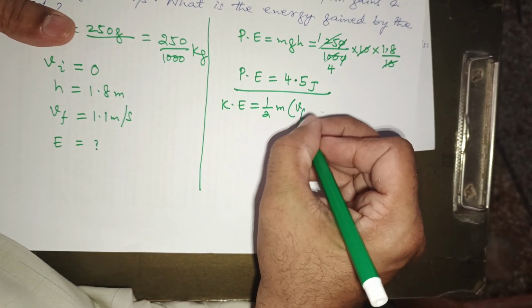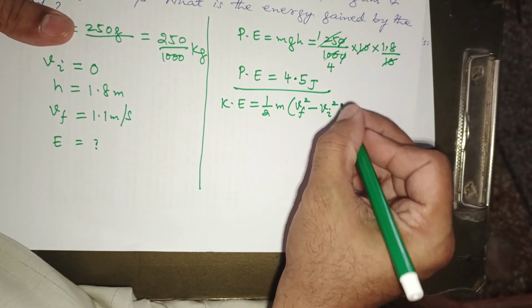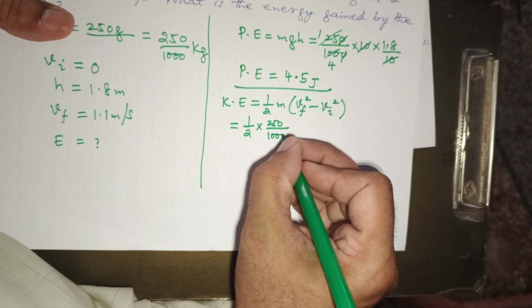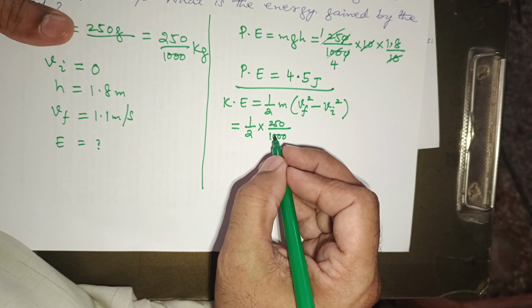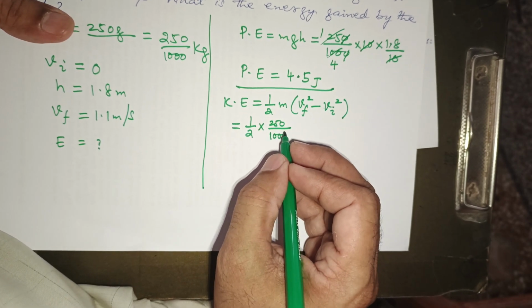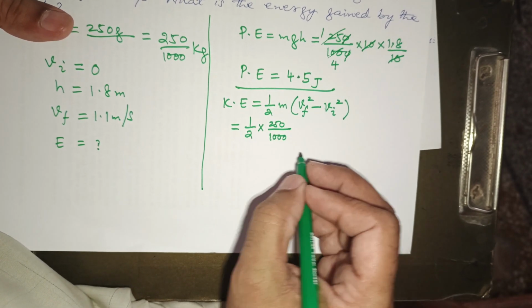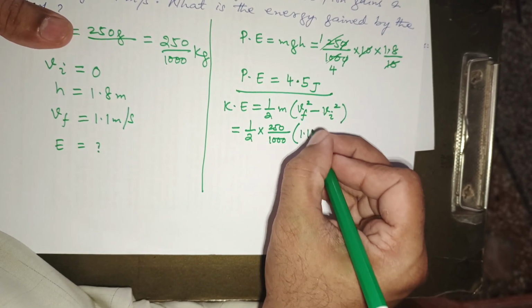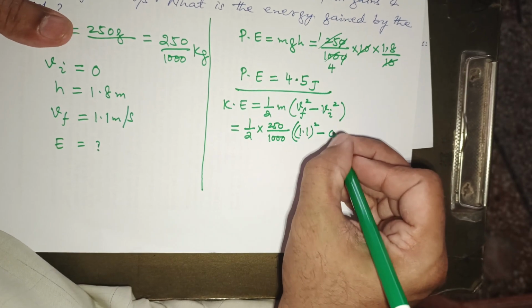Now come to kinetic energy. Half m times Vf squared minus Vi squared. Half m is how much? 250 divided by 1000. I can write 0.25 over here, but it is worthless, because when you multiply with a decimal point, it will be more difficult. Now this is Vf squared, 1.1 whole squared, minus 0.